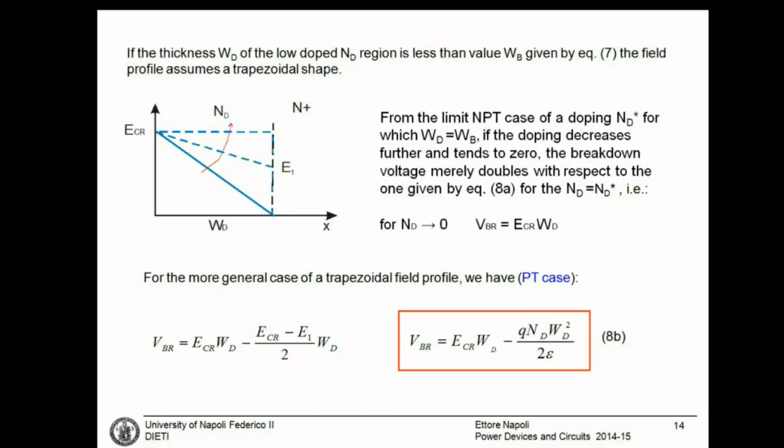In between these two cases, the more general case of trapezoidal field profile, you can simply calculate the area of this region that will be given by this equation, that's simplified taking into account that the derivative is proportional to the doping and multiplied by Q divided by epsilon. You can obtain this equation for the breakdown voltage of the punch-through diode in the general condition that is not the very low doping, not the non-punch-through case.